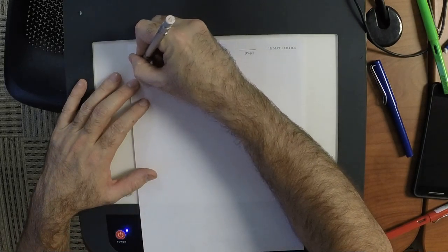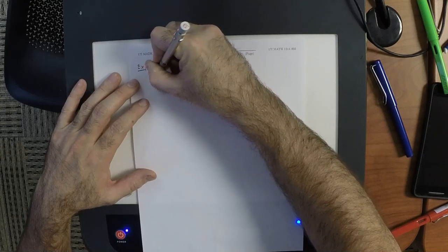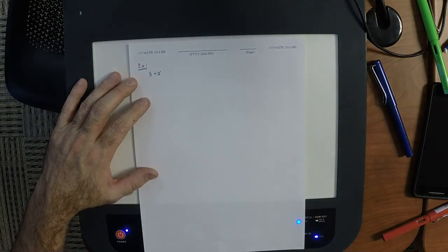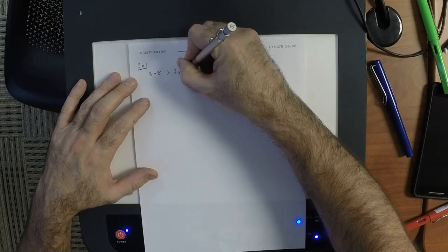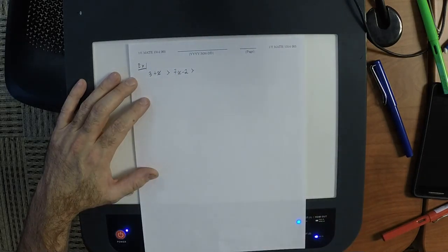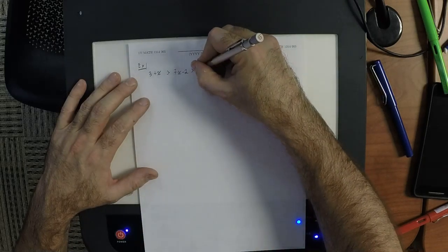Okay, one last one before we go to a new topic. How about 3 plus x greater than 7x minus 2 greater than 5x minus 10?